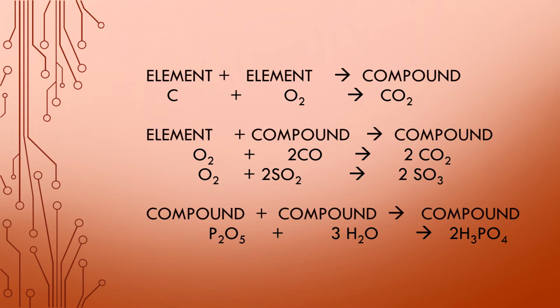Few examples where a single compound combines with another compound to form a new compound. Phosphorus pentoxide, when treated with water, gives phosphoric acid. Similarly, carbon dioxide combines with water to form carbonic acid, or sulfur dioxide combines with water to form sulfurous acid. These are all the examples of direct combination reaction or synthesis reaction.